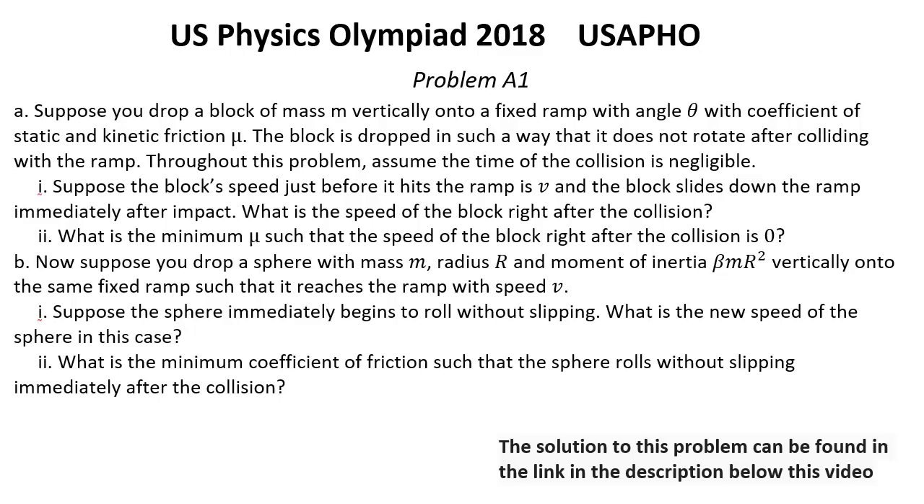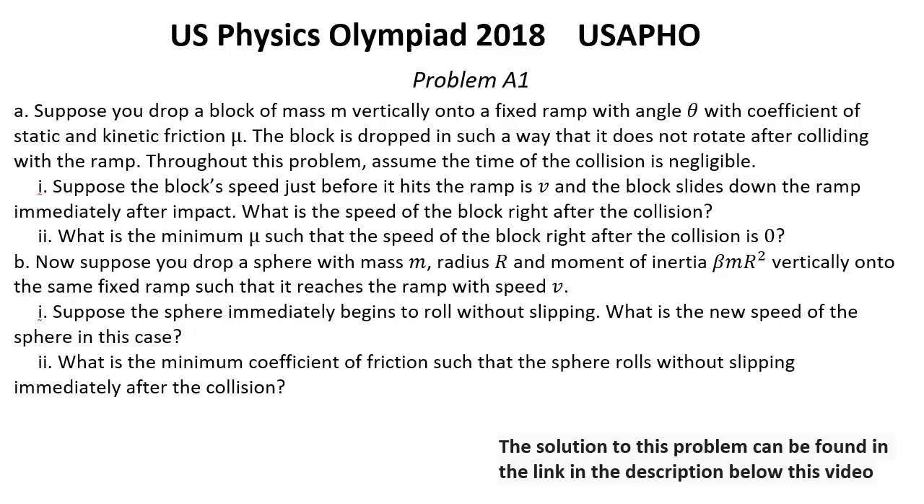First, suppose the block's speed just before it hits the ramp is v and the block slides down the ramp immediately after impact. What is the speed of the block right after the collision? Second, what is the minimum μ such that the speed of the block right after the collision is 0?